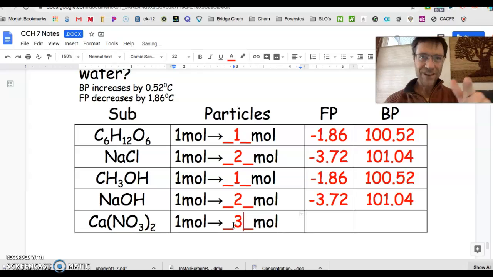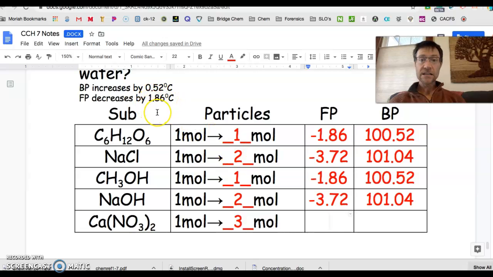Yeah, good. Nice. So what I do for my freezing point is I take this 1.86 and multiply it by 3, and it's going to tell me 5.58. All right, so 3 particles, 3 steps down. For this one, 3 steps up.